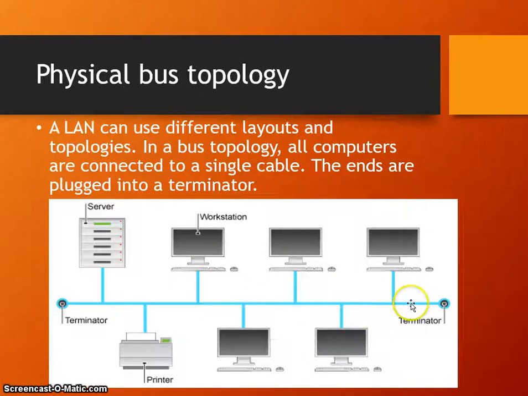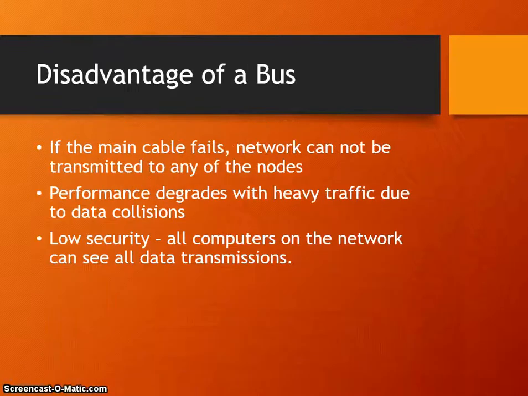Imagine this is a road, and it's a 1-lane road, and these different devices are all putting cars onto it at the same time, and this one's got 1 car coming in the opposite direction. It's going to crash into everything. There's also low security, because on this network everyone can see all the data transmissions, but only devices that want that data actually take it off the bus.